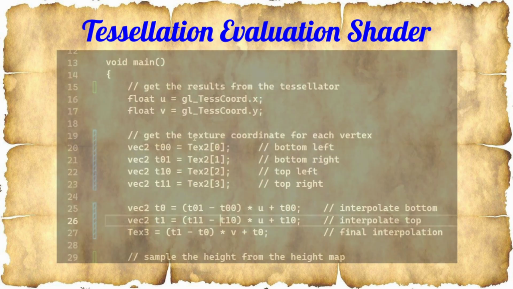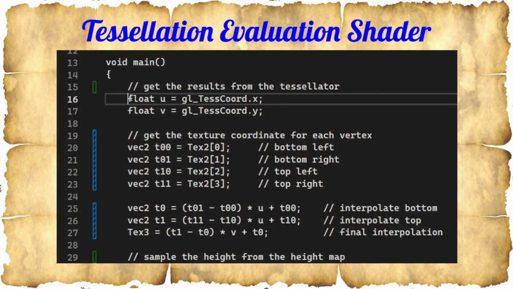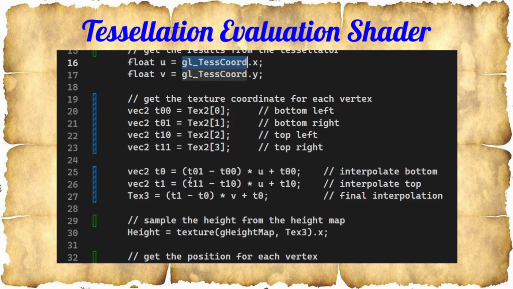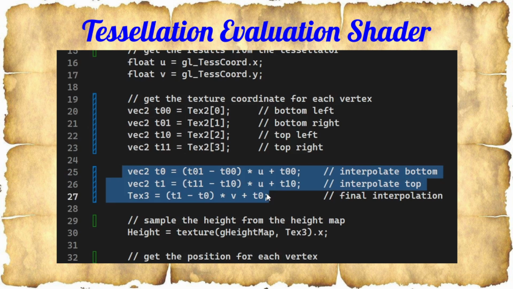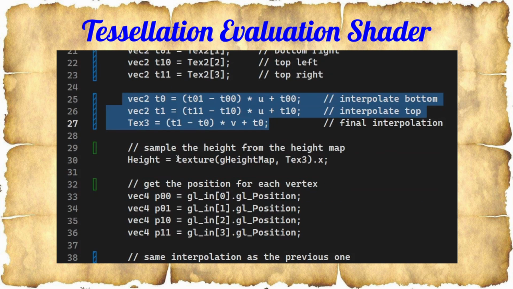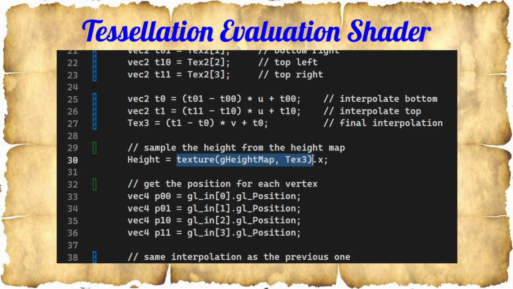The next stage in the pipeline is the evaluation shader. We start by extracting the results from the tessellator, which are available in the tess coord internal variable. We use them to do bilinear interpolation between the texture coordinates of the patch. The result is used to sample the height from the height map. Remember that in the geomipmapping algorithm, the height map was used offline to generate the terrain mesh at different LODs. But now the LOD is calculated dynamically in the shader, so we have to sample the height from the corresponding location in the height map.